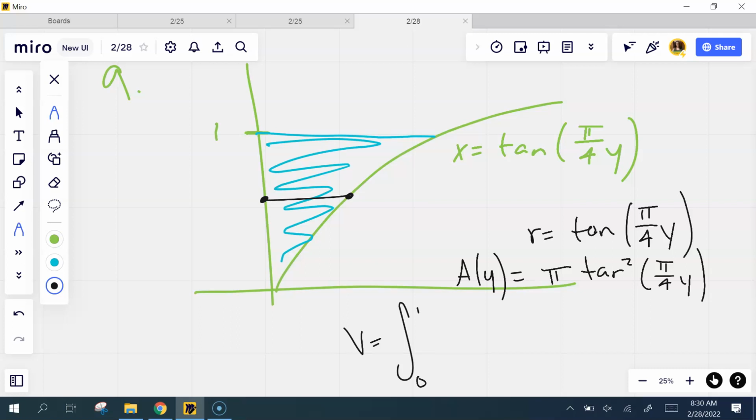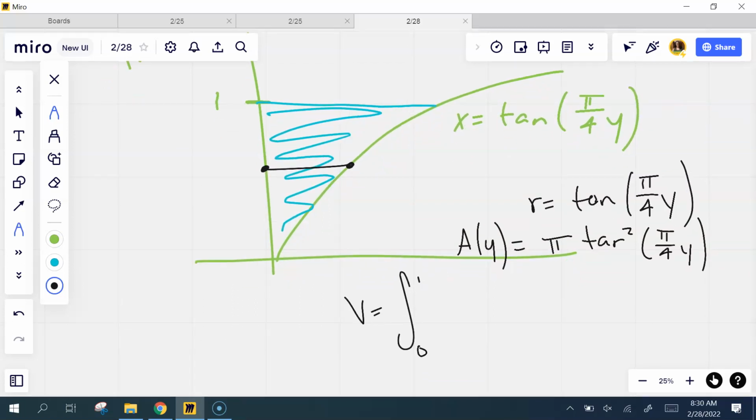Why am I doing from 0 to 1? I'm looking on the y-axis. That's exactly right. And if you're using your calculator and you want to throw an x in here, you could. The variable itself doesn't matter at this point. Pi times tangent squared of pi over 4. If you put a y there to put on your calculator, that is a-okay. But this goes straight in your calculator.